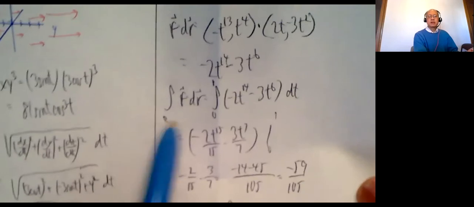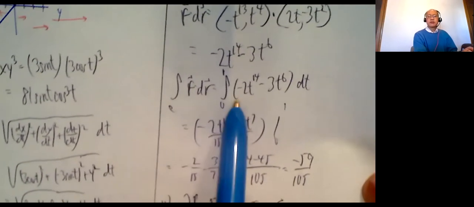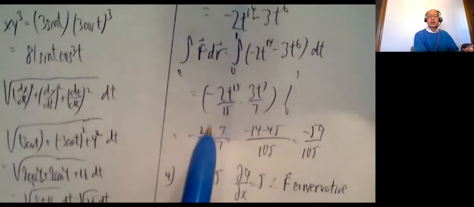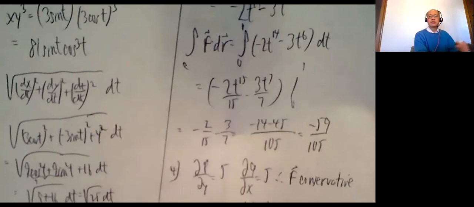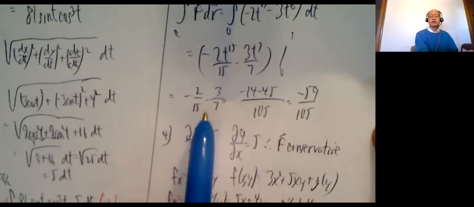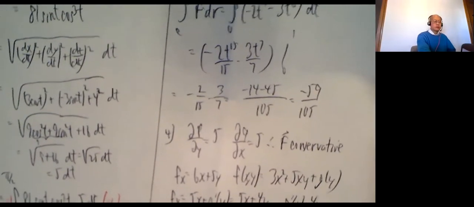So the integral along C of f dot dr, work done, is the integral of negative 2t to the 14th minus 3t to the 6th, negative 2t to the 15th over 15 minus 3t to the 7th over 7. Plug in 0, you get 0. Plug in 1, it's negative 2 15ths minus 3 7ths. A little bit of arithmetic, negative 59 over 105.